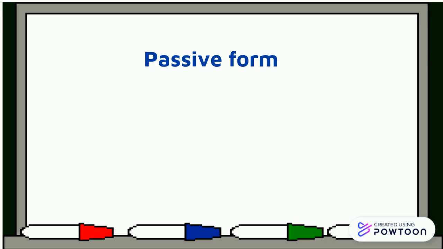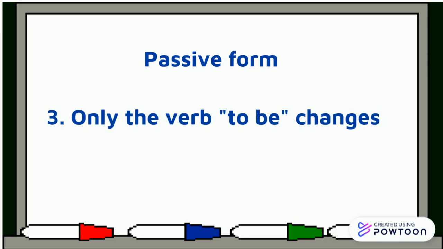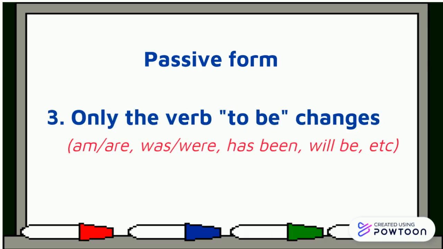And finally, only the verb to be changes. In other words, am, are can be was or were, or has been, have been, will be, and so on, while the past participle remains the same.